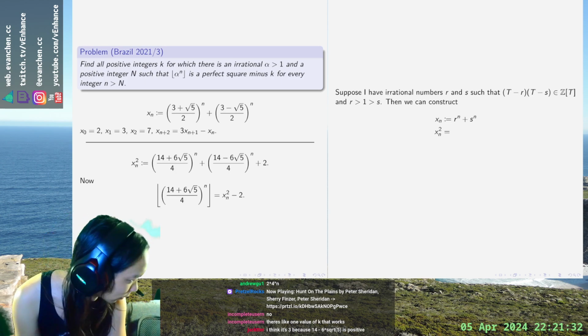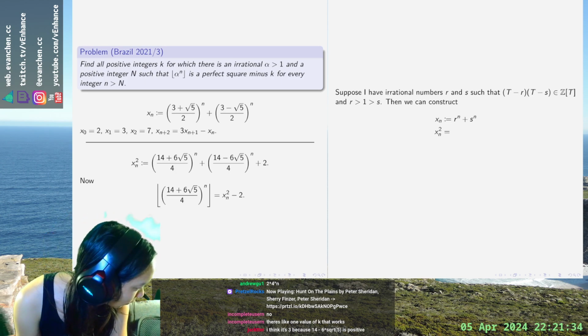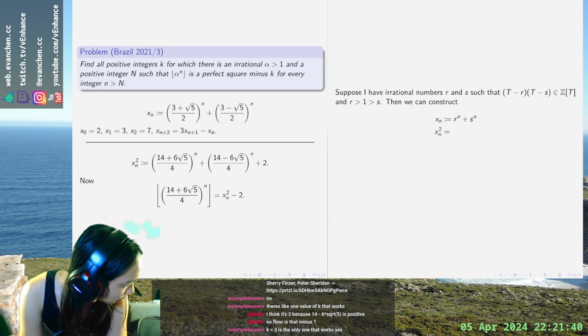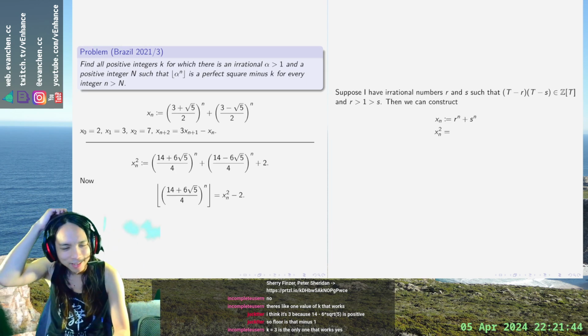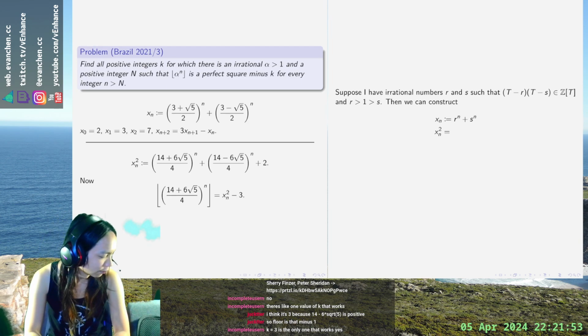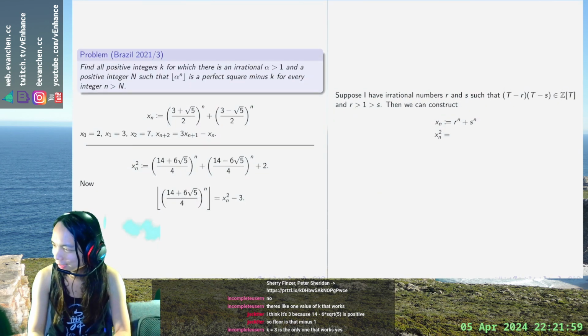I see, okay. Sorry, my bad. 3. Wait, k equals 3 is the only one that works? Okay, that's a very big spoiler. But also, seriously?